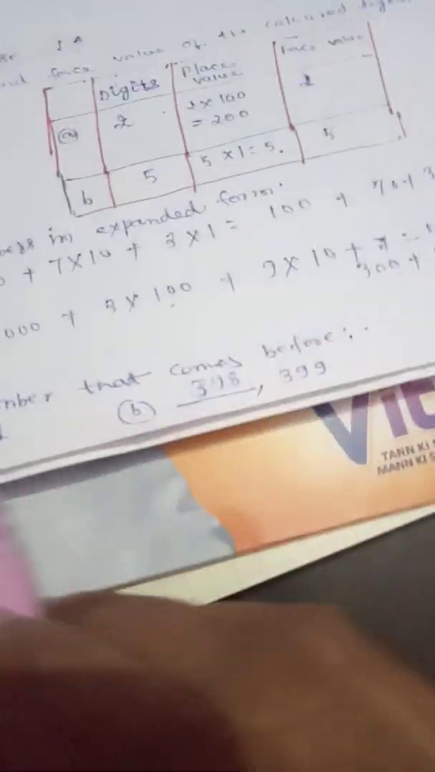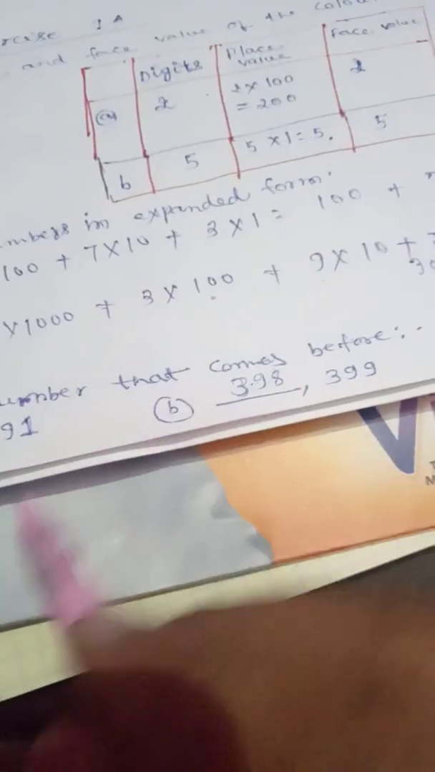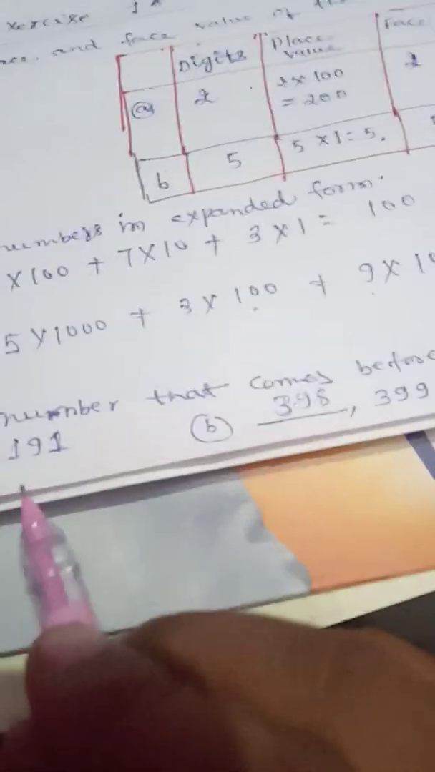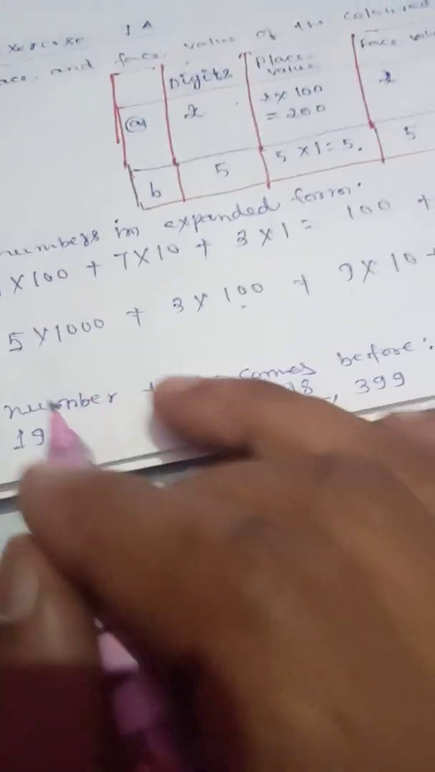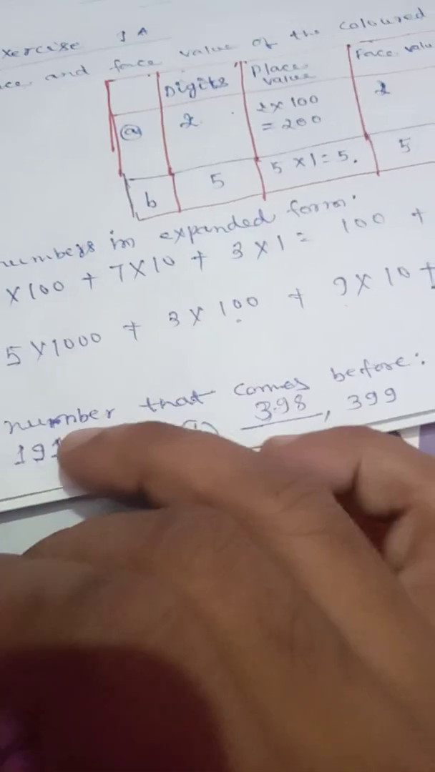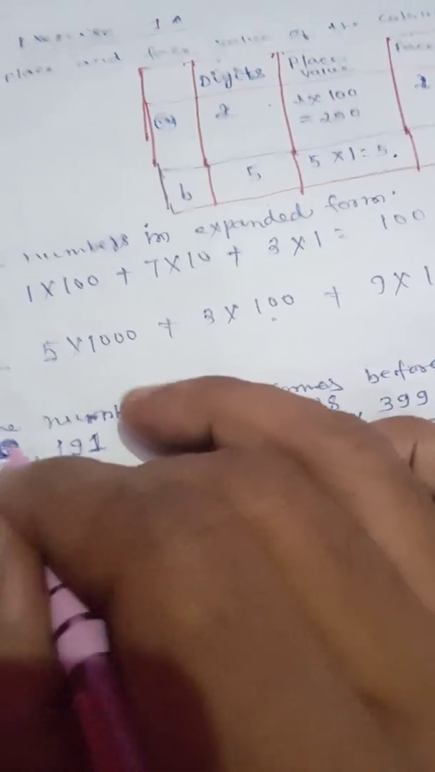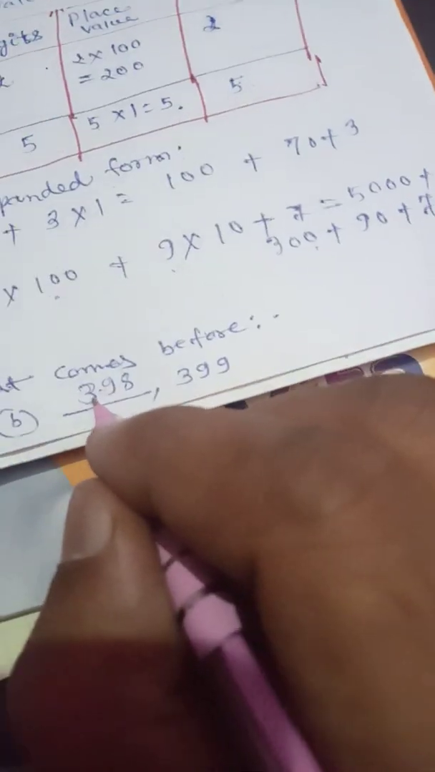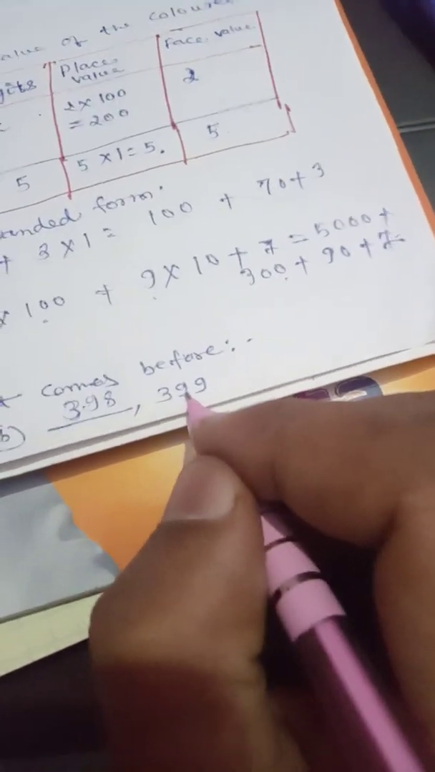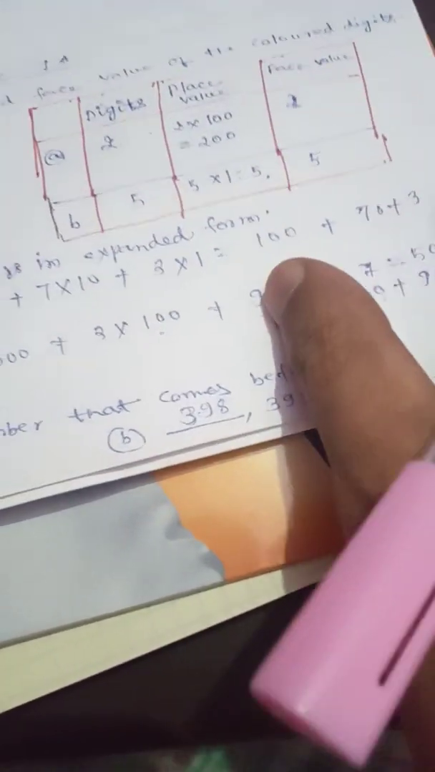Write the number that comes before. You have to write one less than the given number. For example, what number comes before 191? It is absolutely 190 that comes before 191. In the same way, 398 comes before 399. Let us see some more questions of this exercise.